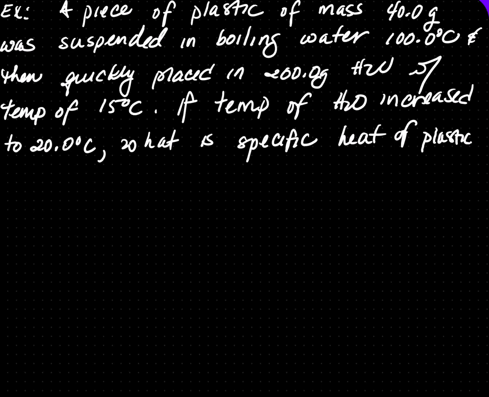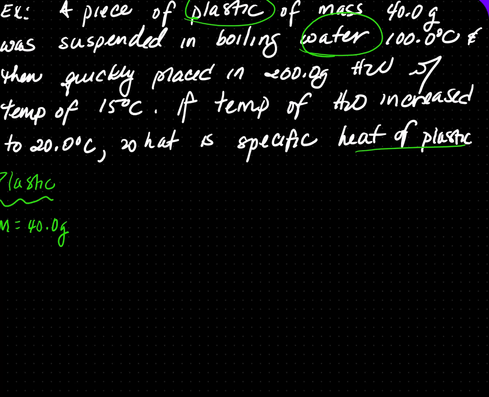This problem 2 is a Q hot equals Q cold. Because we have plastic, which is substance 1, it is placed in water, which is substance 2. And we're looking for the heat capacity of the plastic. So I'm going to identify the variables. For the plastic, we have a mass of 40 grams. It is suspended in boiling water, 100 degrees Celsius. So that tells you that the initial temperature of the plastic is 100 degrees Celsius.